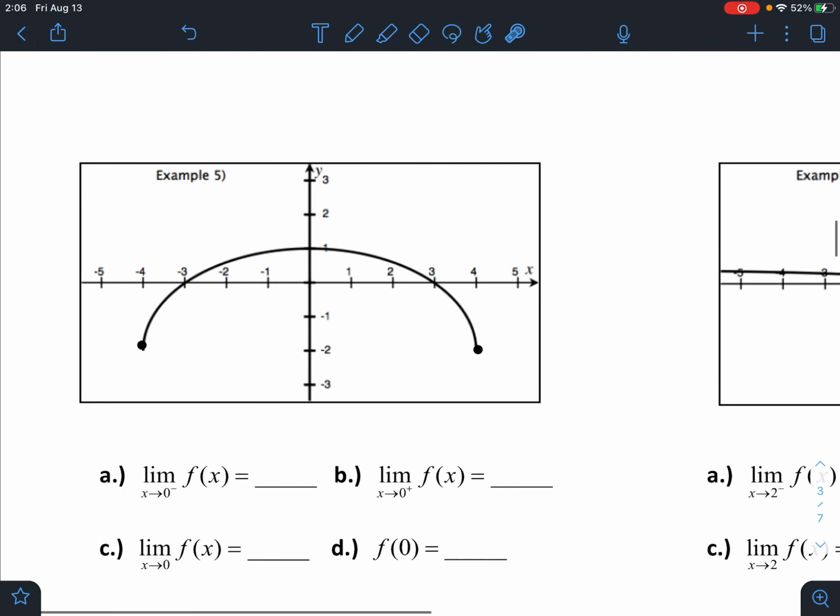Example 5. As x approaches 0 from the left, we're trying to get to 1. As x approaches 0 from the right, the y is trying to reach 1. That's it. The limit exists, and it is 1. What is f of 0? Well, that's also going to be 1. But again, that doesn't really matter. All that matters is that a and b agree.